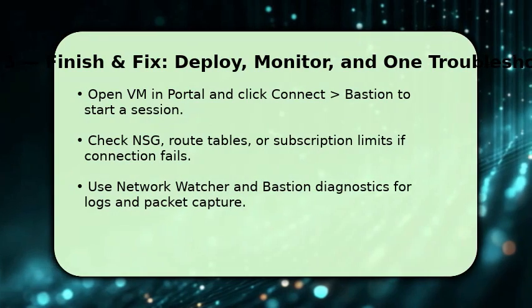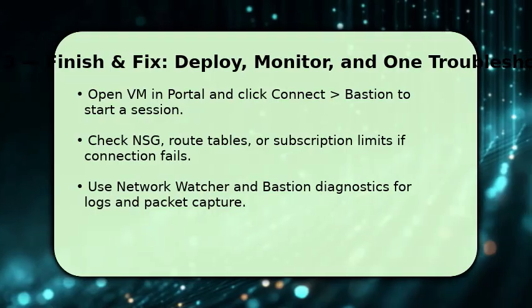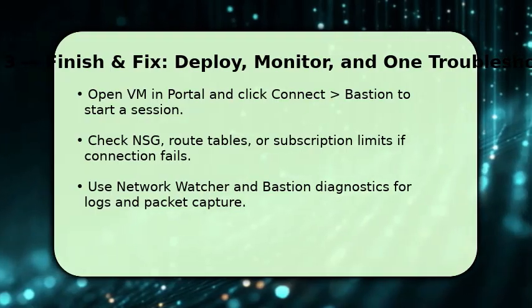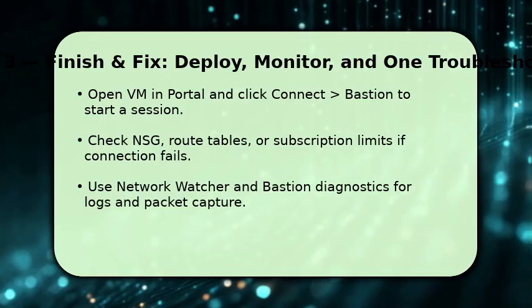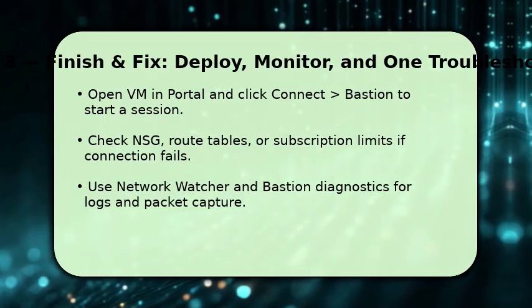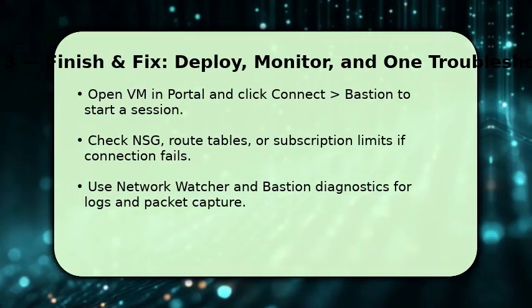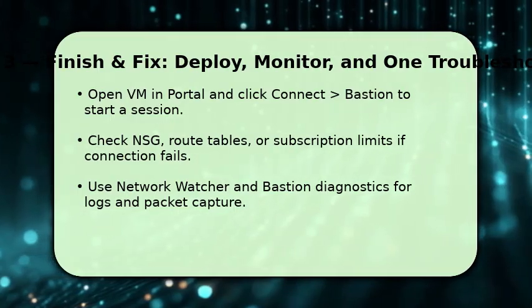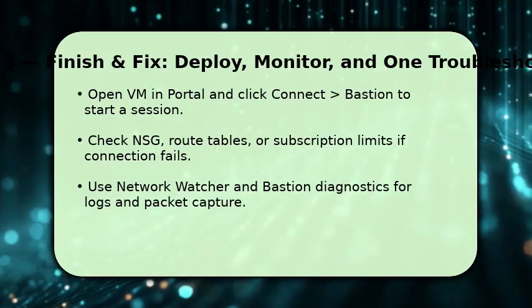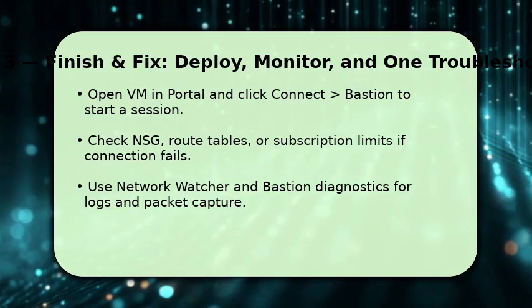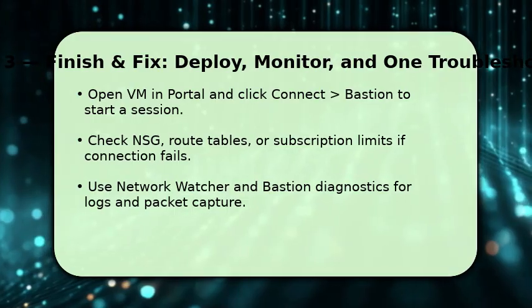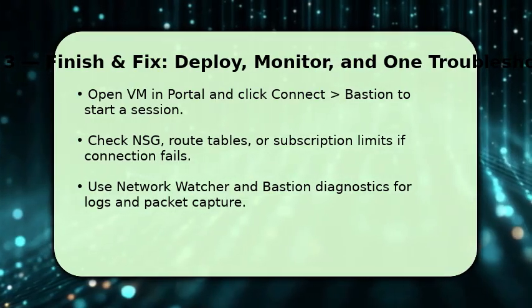You finish by connecting. Open the VM in the Azure portal, choose Connect, then Bastion, and authenticate. The browser-based session launches without public VM IPs. If it fails, first verify NSG rules, user role permissions, and that AzureBastionSubnet is correctly sized. Also check any custom route tables or subscription quotas for public IPs.